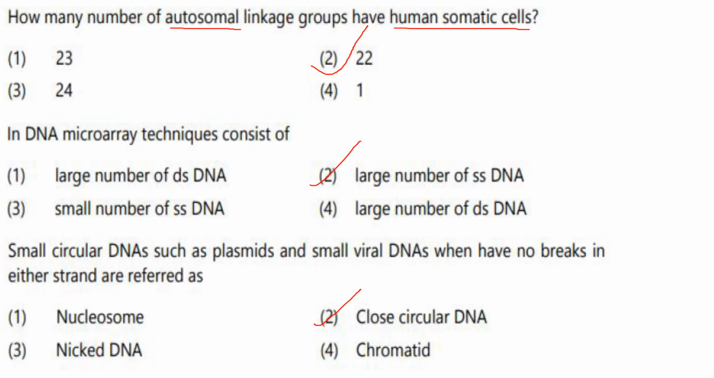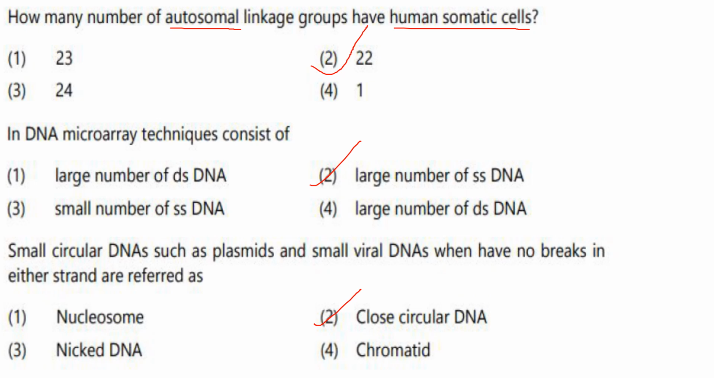Then next one. How many autosomal linkage groups do human somatic cells have? So in somatic cells of humans, how many autosomes are present? There are 22 pairs of autosomes. The others are the sex chromosomes. So the answer here is option 2, that is 22 pairs.